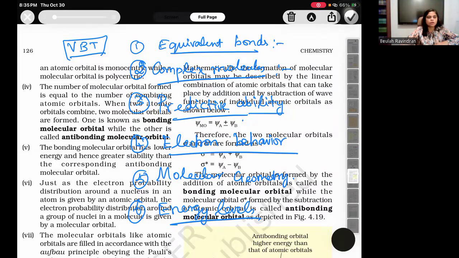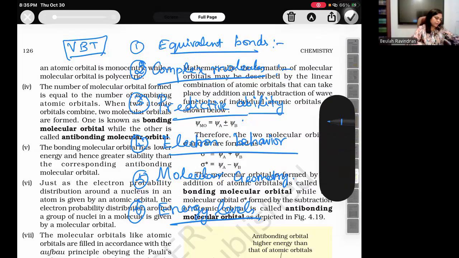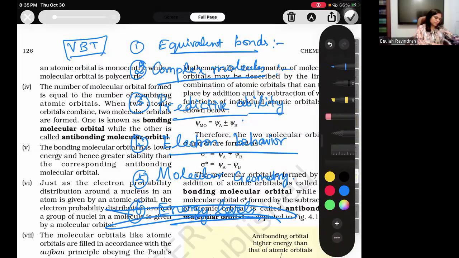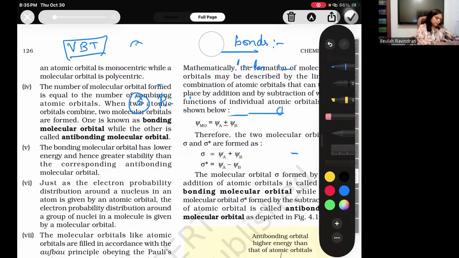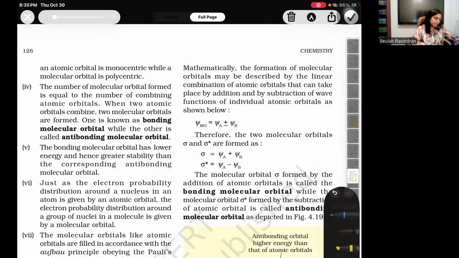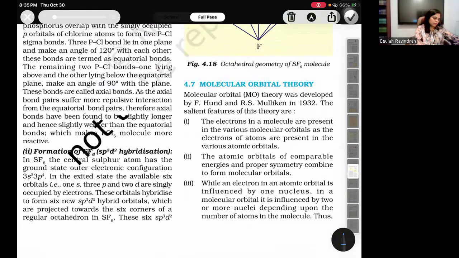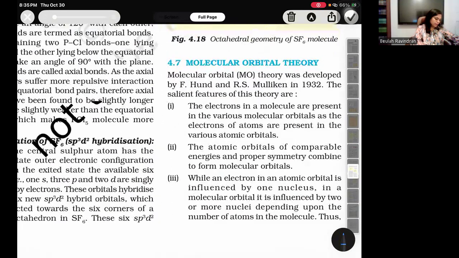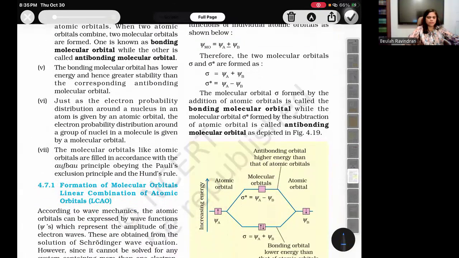Okay. So now we are going to see the molecular orbital theory, its features and everything. So learn along with me all these features. These are all given in your book. Near about 7 points are given. So this is a very important point.